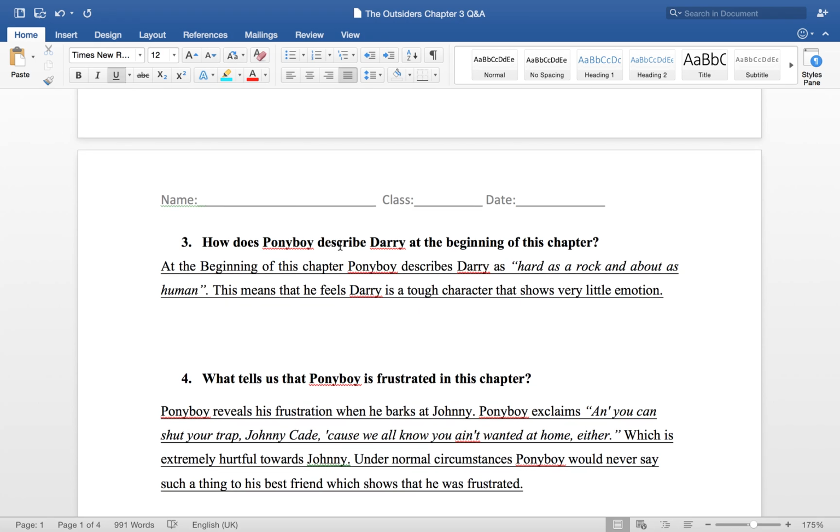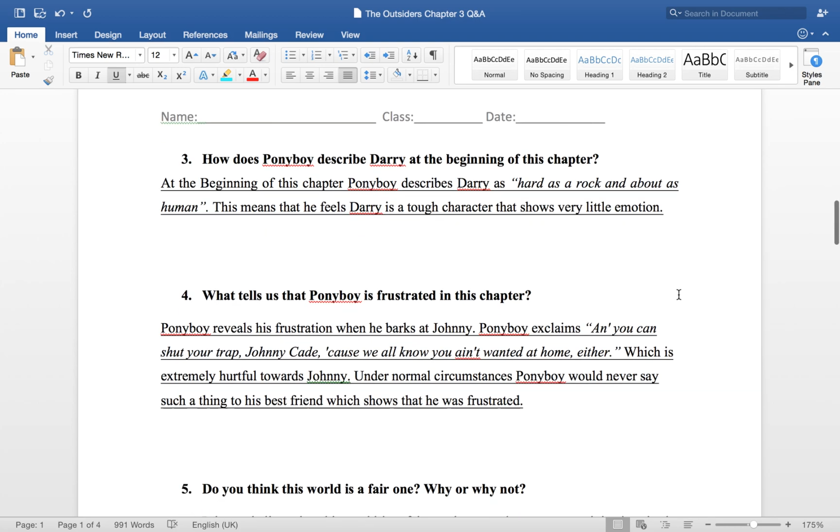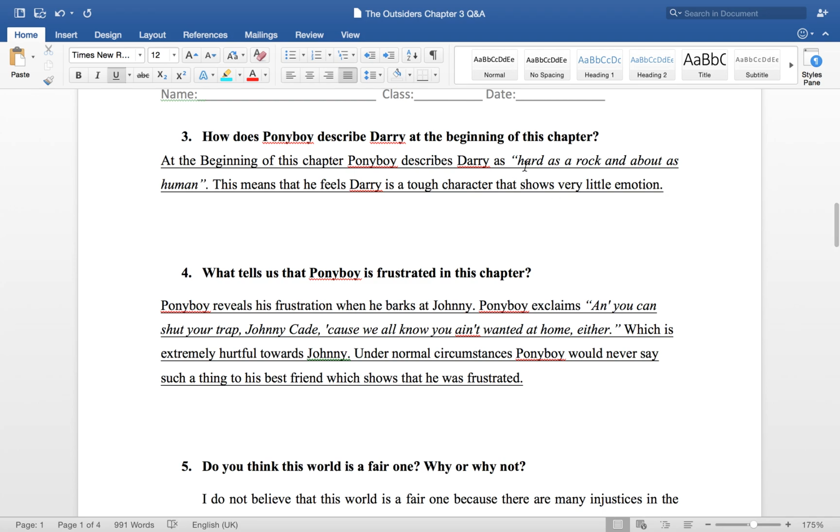Question 3. How does Ponyboy describe Darry at the beginning of this chapter? At the beginning of this chapter, Ponyboy describes Darry as hard as a rock and about as human. This means that he feels Darry is a tough character that shows very little emotion. Now, this is an extremely short answer, but it still has that P, Q, and E. How does he describe Darry? I say how he describes Darry with a quotation, and I explain what that quotation actually means. So short answer, but it's got all the right pieces. And I think that quotation is important for Darry as a character as well, or how Ponyboy perceives him, that he's hard as a rock and about as human.